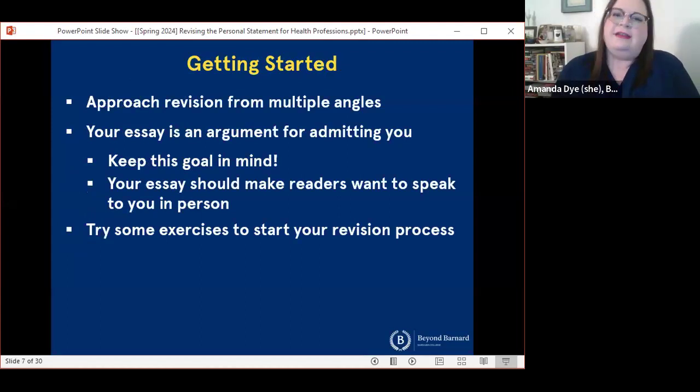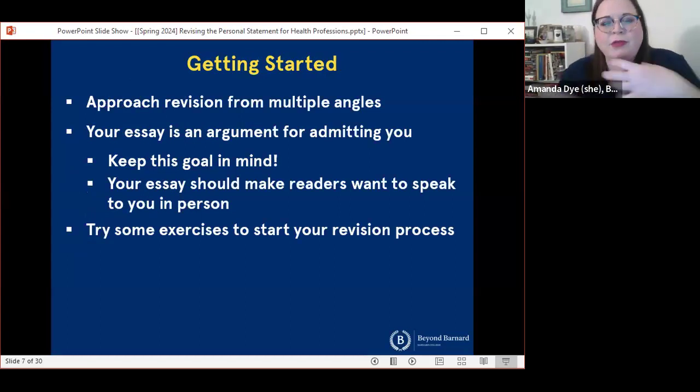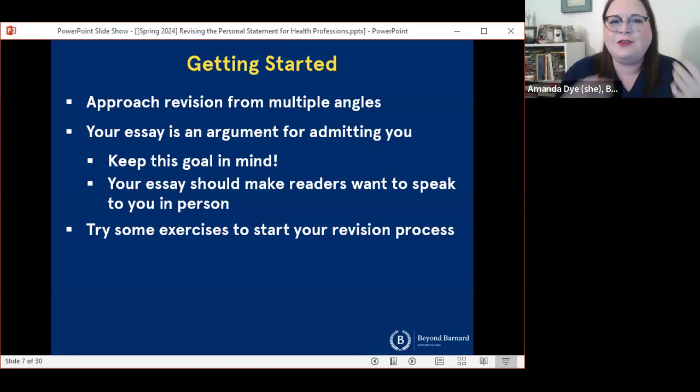So to get started, I like to encourage people to approach revision from a lot of different angles: to try fixing or adjusting some parts of the essay and leaving others alone, then coming back around to revising those parts that you hadn't revised before. Trying to look at it from different angles and to take different tactics in revising can be really, really helpful.